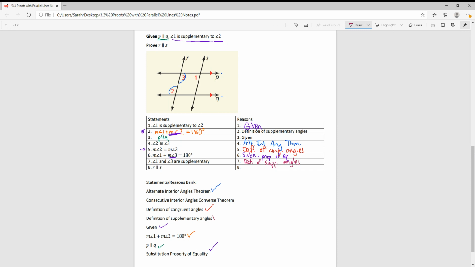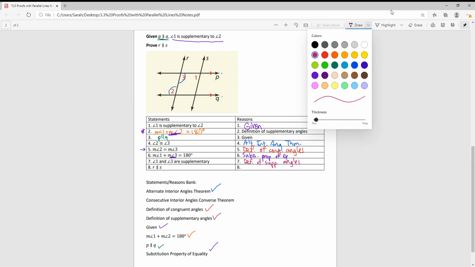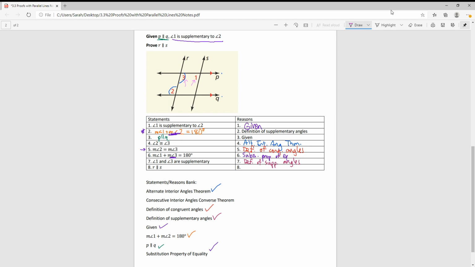All right, last but not least, we are concluding that line R is parallel to line S. How and why are we saying that? Well, the last thing we said was that 1 and 3 are supplementary. Angle 1 and angle 3, these two angles right here, are consecutive interior angles. When consecutive interior angles are supplementary, then the two lines end up being parallel. And so since 1 and 3 are supplementary, that means R is going to be parallel to S. Again, using that idea of consecutive interior angles.